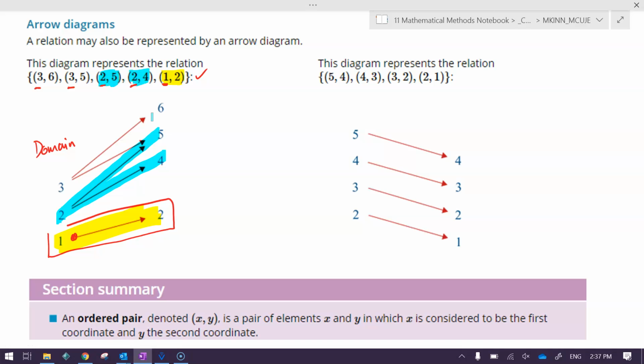The one on the right, different set of things. Each number is only going to one possible answer this time. 5 goes to 4, 4 to 3, 3 to 2, 2 to 1. But it all works pretty effectively. That's all there is to really the starting definition of what a relation is. It's just a group of ordered pairs.